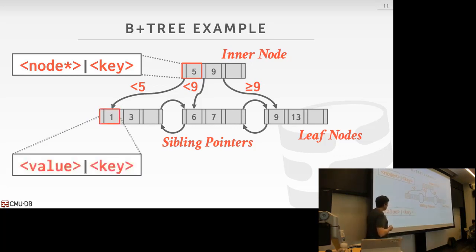In the leaf nodes, the key-value pairs have the key, the same way they do up above in the inner nodes, but then the value can differ. We'll see this in a second. It could either be a record ID to a tuple, or it could be the actual tuple itself. It doesn't matter. It's just that the inner nodes have pointers, and the leaf nodes have data.